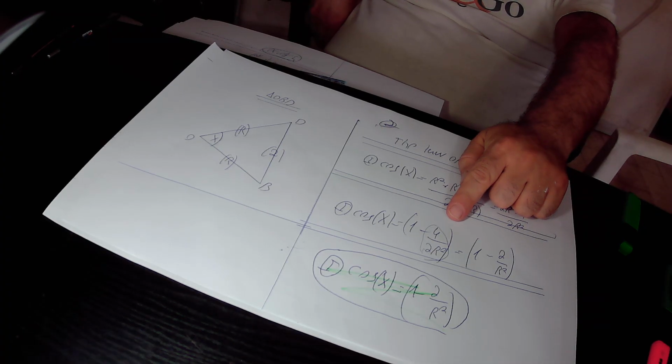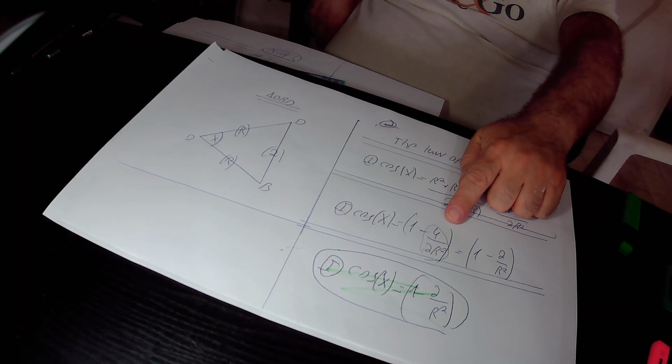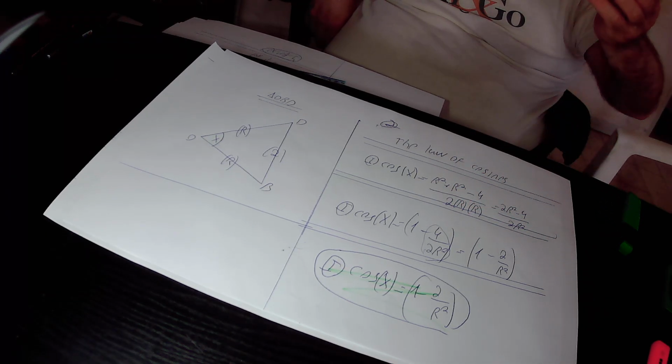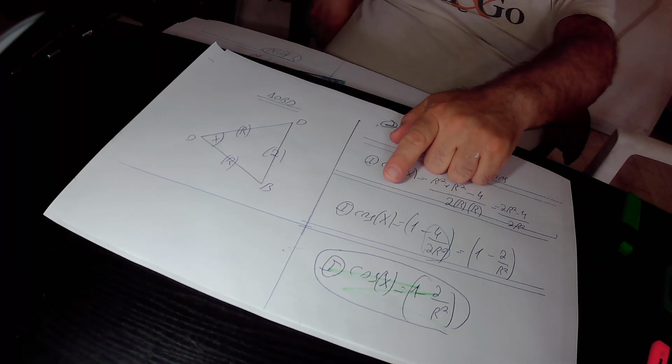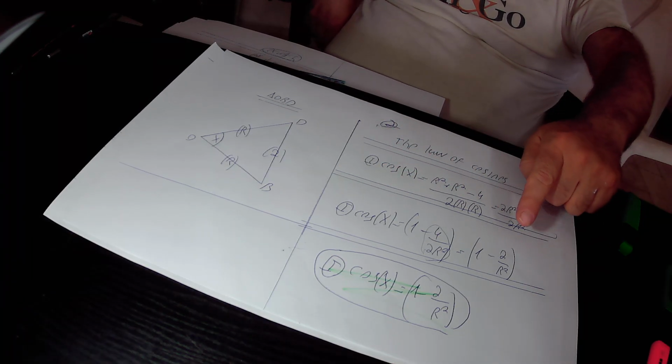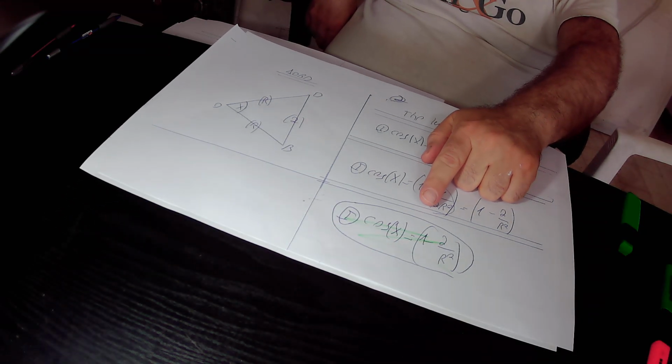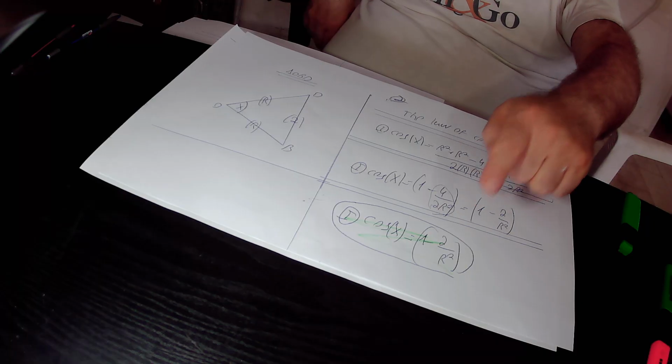So here we divide both the numerator and the denominator of this expression by 2. We find that minus 4 over 2 is minus 2, and 2R square over 2 is R square. So in total we found that cosine x equals 1 minus 2 over R square. Again, this is equation 1: cosine x equals 1 minus 2 over R square.